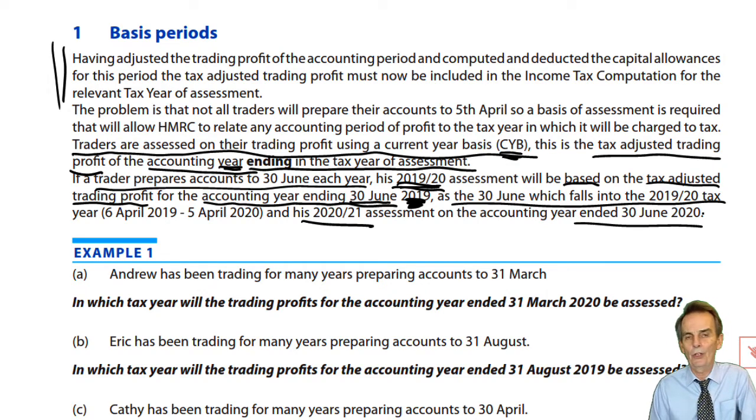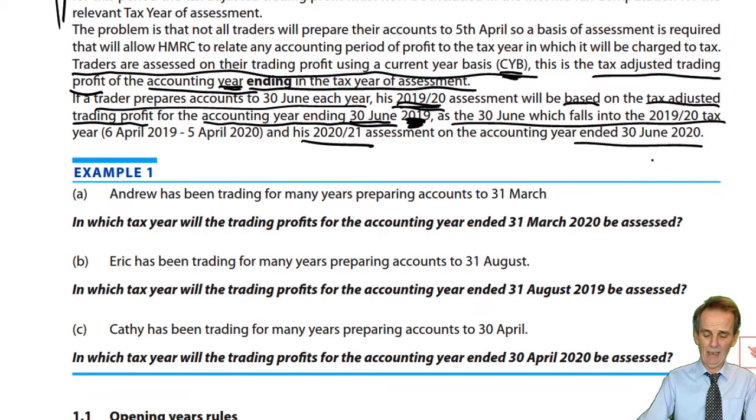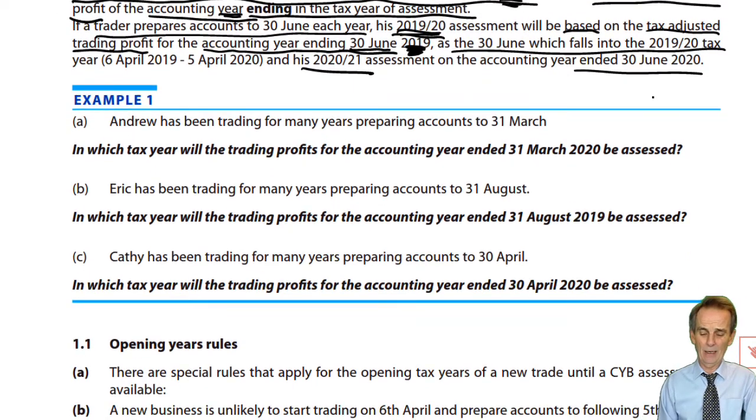Well, what 31st of December falls within the 1920 tax year? Well, year ended 31st of December 19. That's the date falling in the 1920 tax year. So this part is a straightforward exercise. Just to make sure you have understood that, by the way, a quick little example for us to, again, hopefully very quickly work through here.